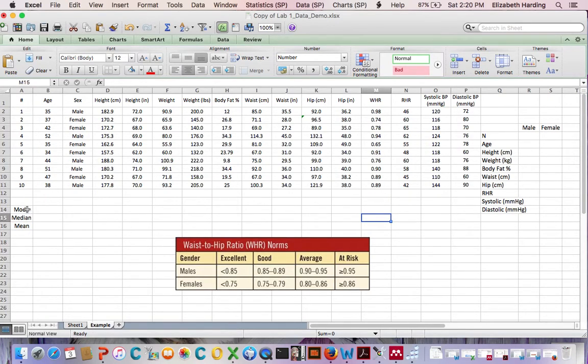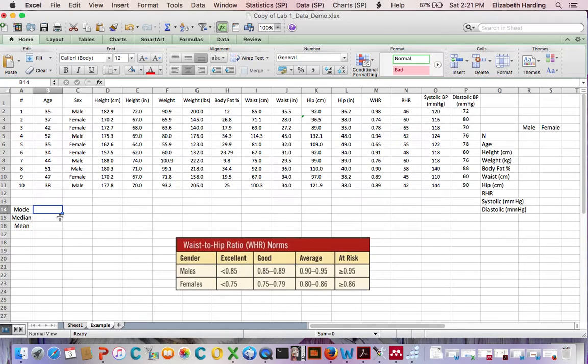So down here, we're going to talk about mode, median, and mean. So these are measures of central tendency. So if you can recall from your general statistics class, a normal distribution, right? It's a normal bell-shaped curve. The measures of central tendency determine or describe the data that's within the middle of that bell curve. And so the mode is the most frequent score, so the most common score.